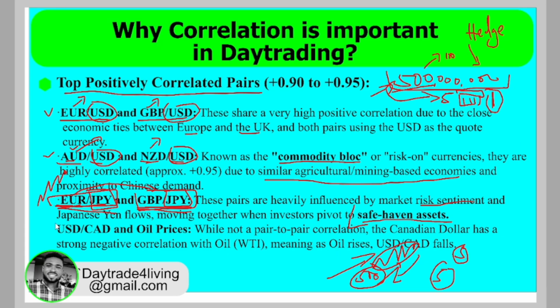The net positive correlated pair is the USD with the CAD. So USD CAD and oil prices. Why? Because oil is not a currency, though, but they're highly correlated. The Canadian dollar is highly correlated with oil. When oil goes up, the USD CAD also goes up. Okay, so these are positive correlated pairs.